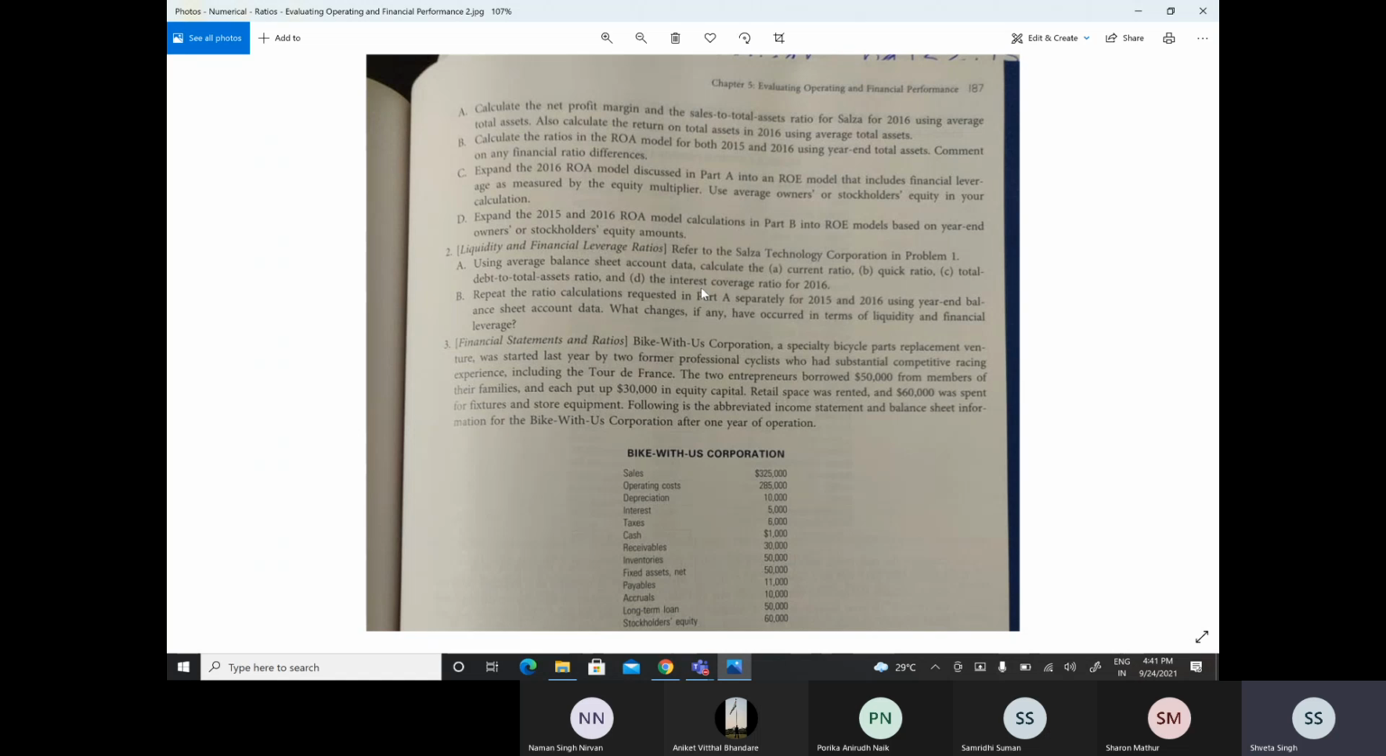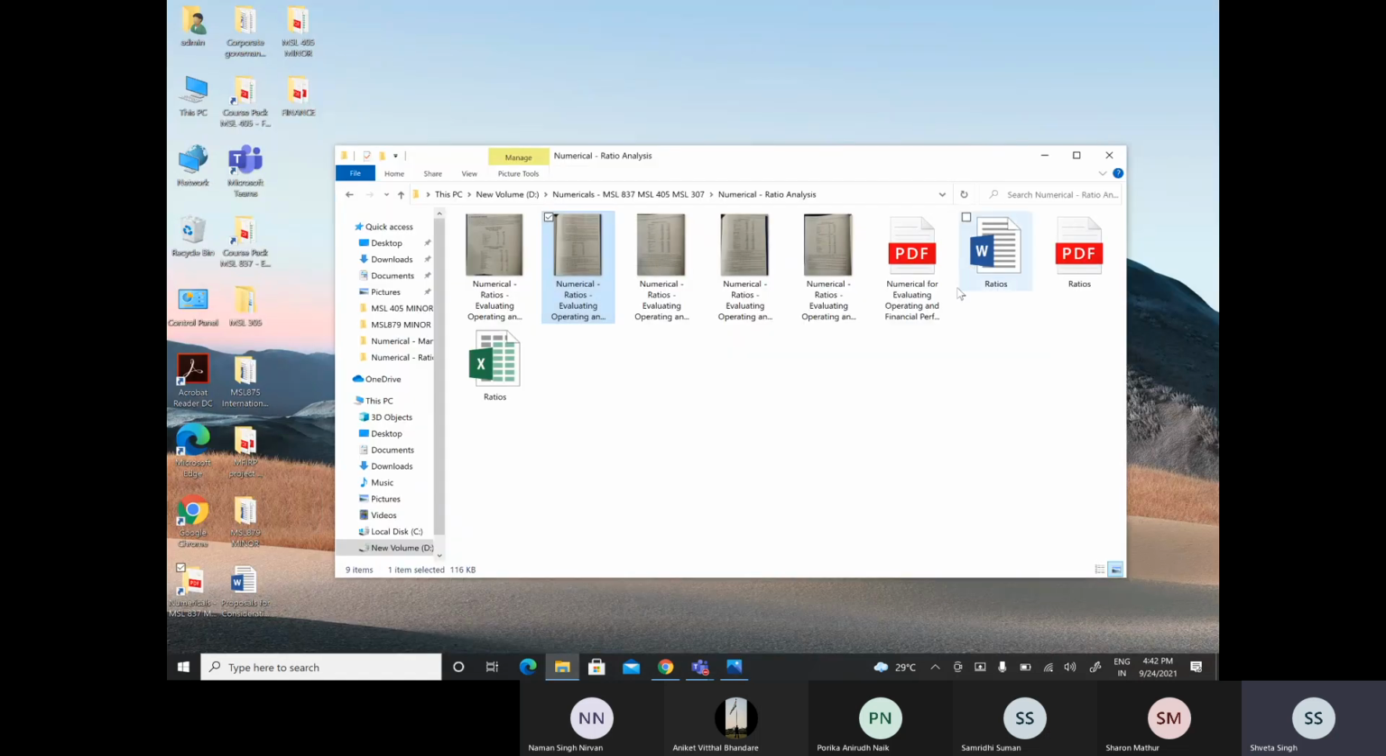C, expand the 2016 ROA model discussed in Part A into an ROE model that includes financial leverage as measured by the equity multiplier. Use average owners' or stockholders' equity in your calculation. D, expand the 2015 and 2016 ROA model calculations in Part B into ROE models based on year-end owners' or stockholders' equity amounts. Okay, so let us see how this is solved.